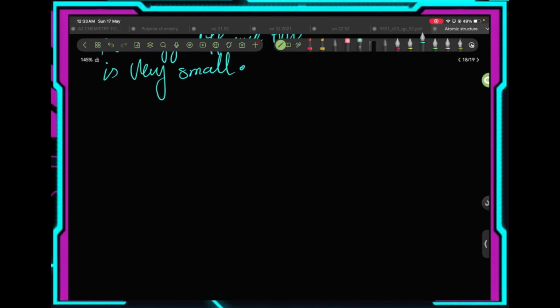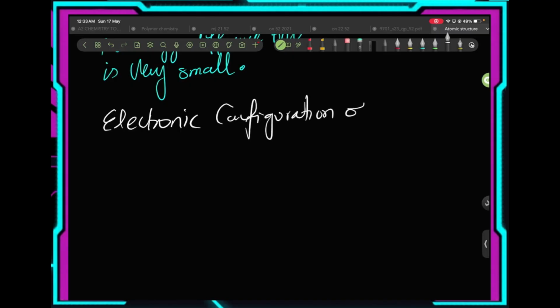Now let's move on to the electronic configuration for ions. This is going to be a new thing now. So, electronic configuration of ions.